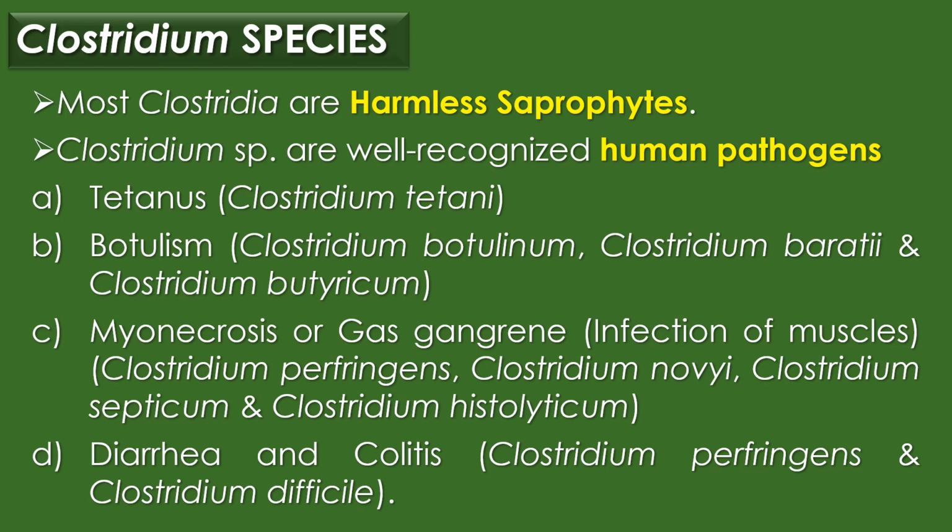tetanus caused by Clostridium tetani, botulism caused by Clostridium botulinum, Clostridium baratii and Clostridium butyricum, myonecrosis or gas gangrene, that is the infection of muscles caused by Clostridium perfringens, Clostridium novyi, Clostridium septicum and Clostridium histolyticum, and finally diarrhea and colitis caused by Clostridium perfringens and Clostridium difficile.